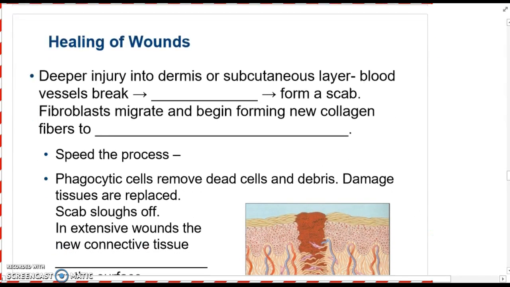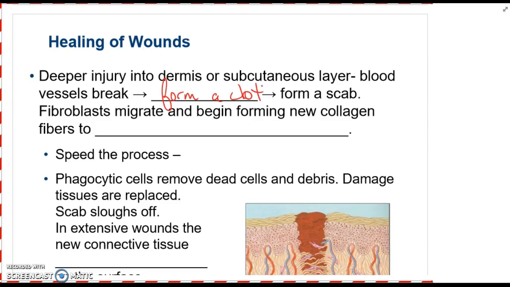Okay, so healing of wounds. A deeper injury into the dermis, or that very bottom layer, the subcutaneous layer, the blood vessels are actually broken. They can form a clot. And then after that clotting happens, you've got a scab.